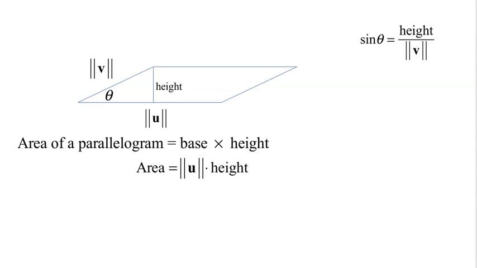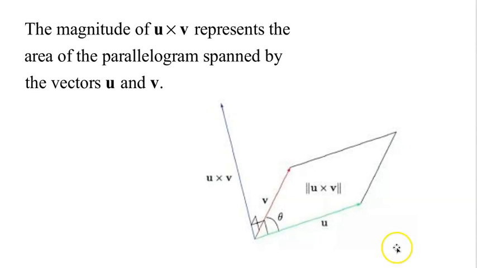If that's the case, multiplying both sides by the magnitude of v, we get the magnitude of v times the sine of theta is the height of this parallelogram, which means I can substitute the magnitude of v times the sine of theta into this formula for the area of the parallelogram. But what did we say in our previous picture? If we go back to the picture, it said that the area of the parallelogram was the magnitude of u cross v.